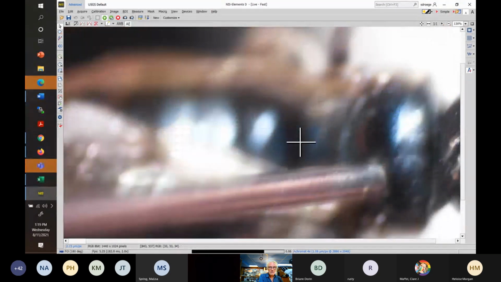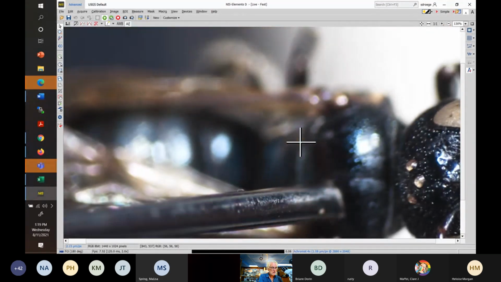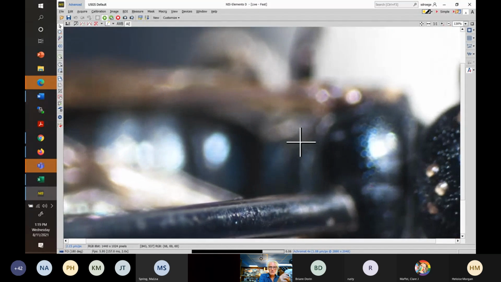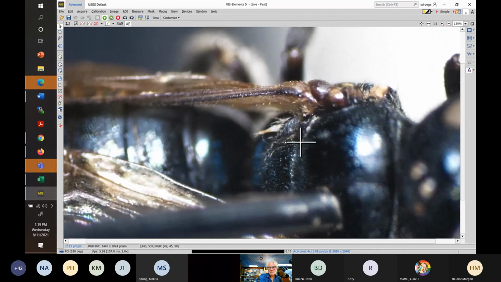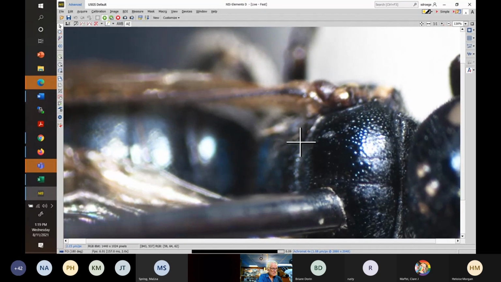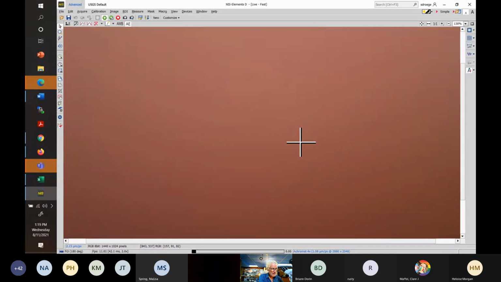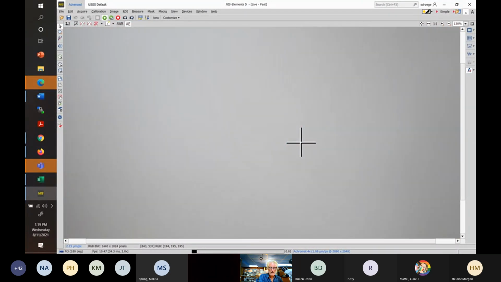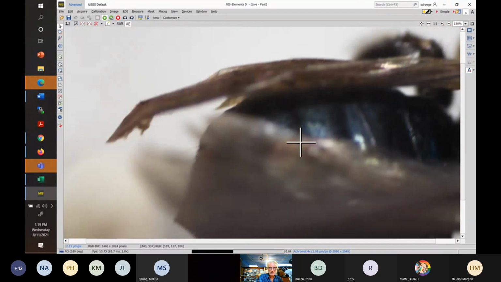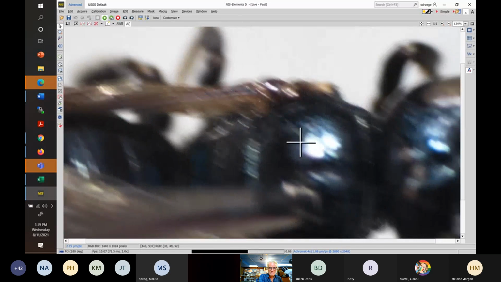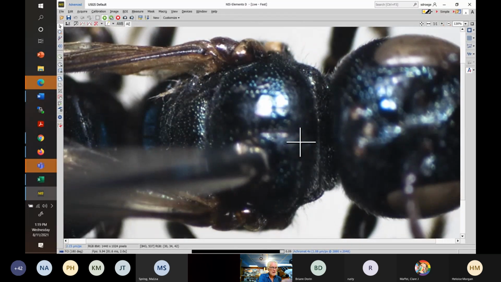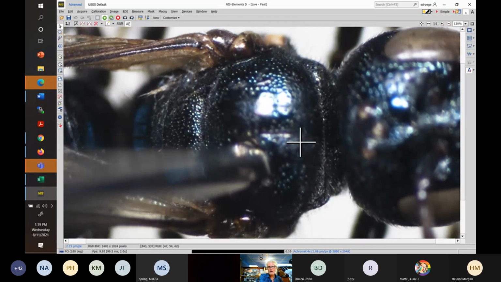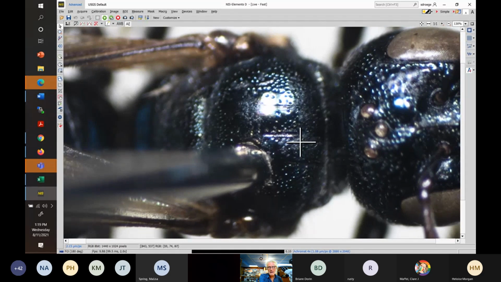Another aspect of Ceratina identification that will drive you crazy sometimes, in trying to discern and become absolute about its presence or absence, or its pattern at a species level, is this pit patterning on the scutum.